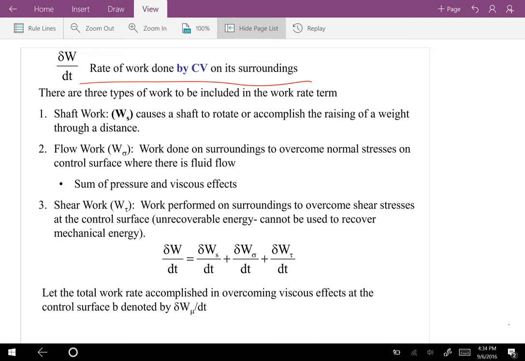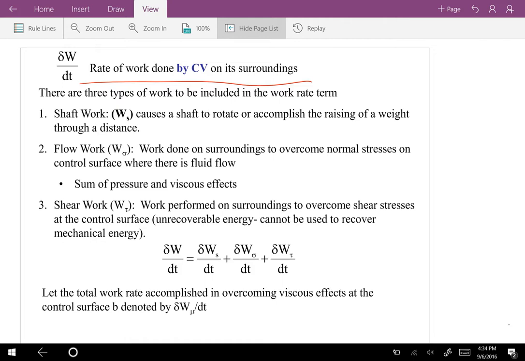There are typically a number of work types that are to be included in this expression. First is shaft work, which causes a shaft to rotate or accomplish the raising of a weight through a distance. That's just the definition of work. Shaft work, suppose you have a pump. In a pump, you're pumping energy into the system and trying to move it from one place to another. You have a stirrer, in which you're pumping in energy to stir the contents of a vessel. Or shaft work can also be a turbine. But in a turbine, it's the fluid that does work on the surroundings. So shaft work is external work.